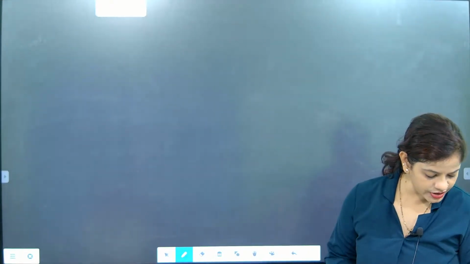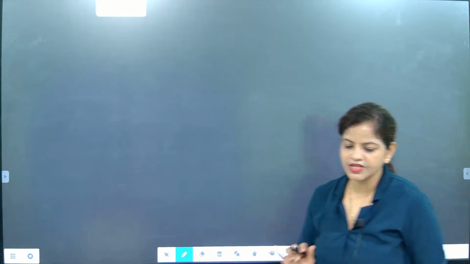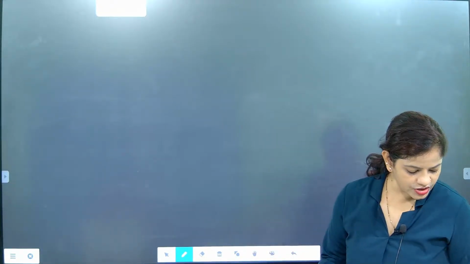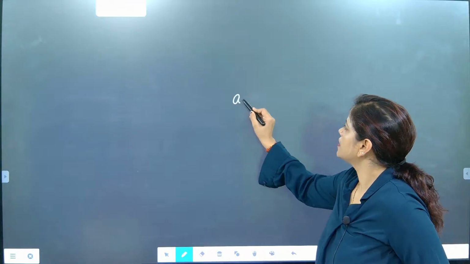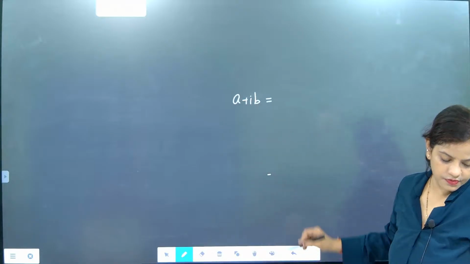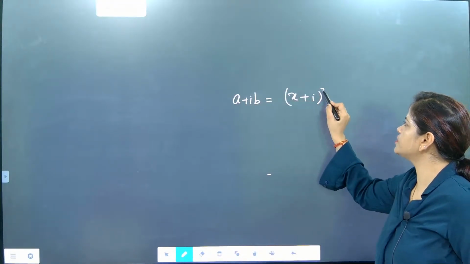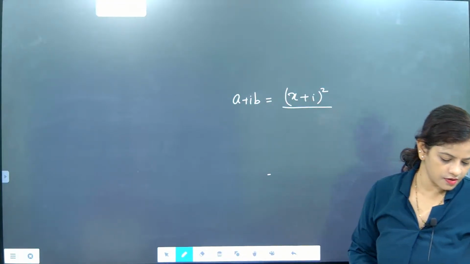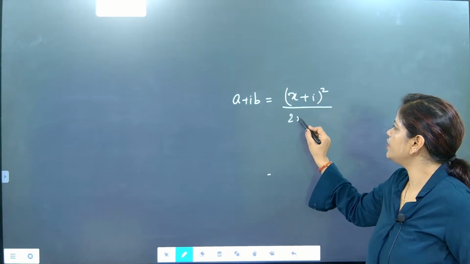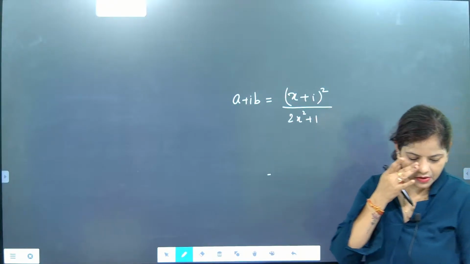So next question is, check this one out. Again, same pattern question is there. So what answer will come without solving? You see, the question is a plus ib is equal to x plus i whole square by 2x square plus 1.